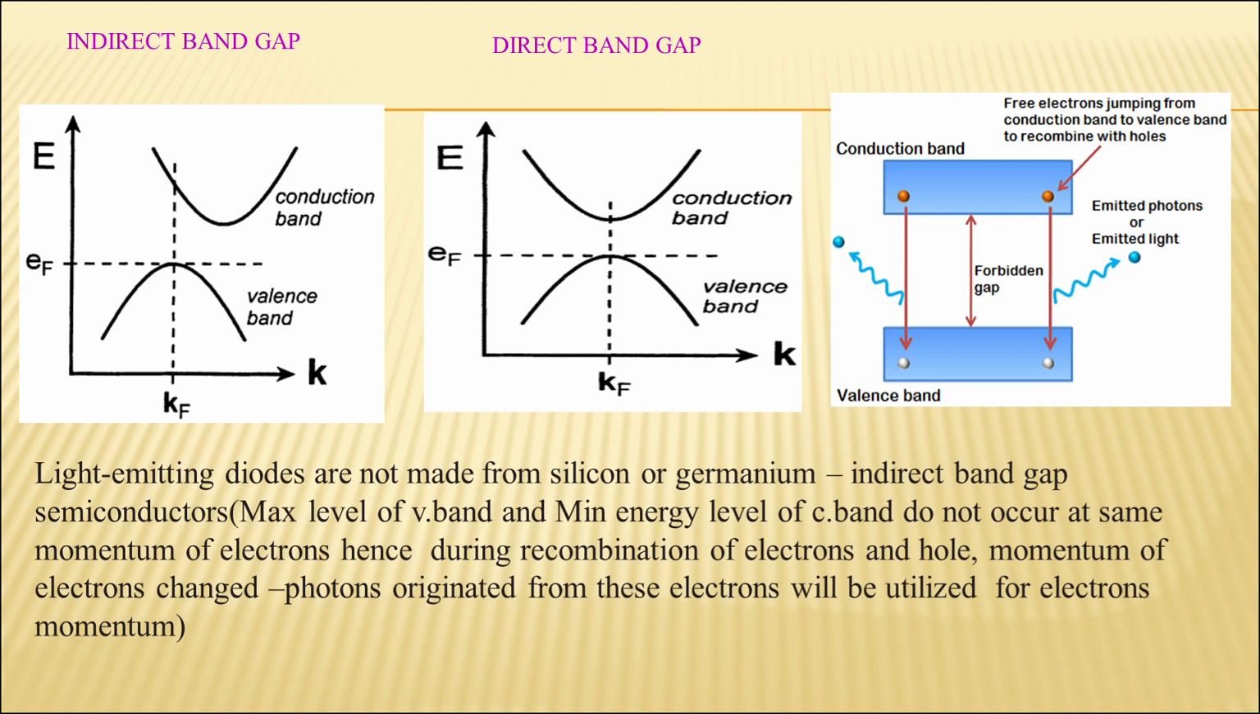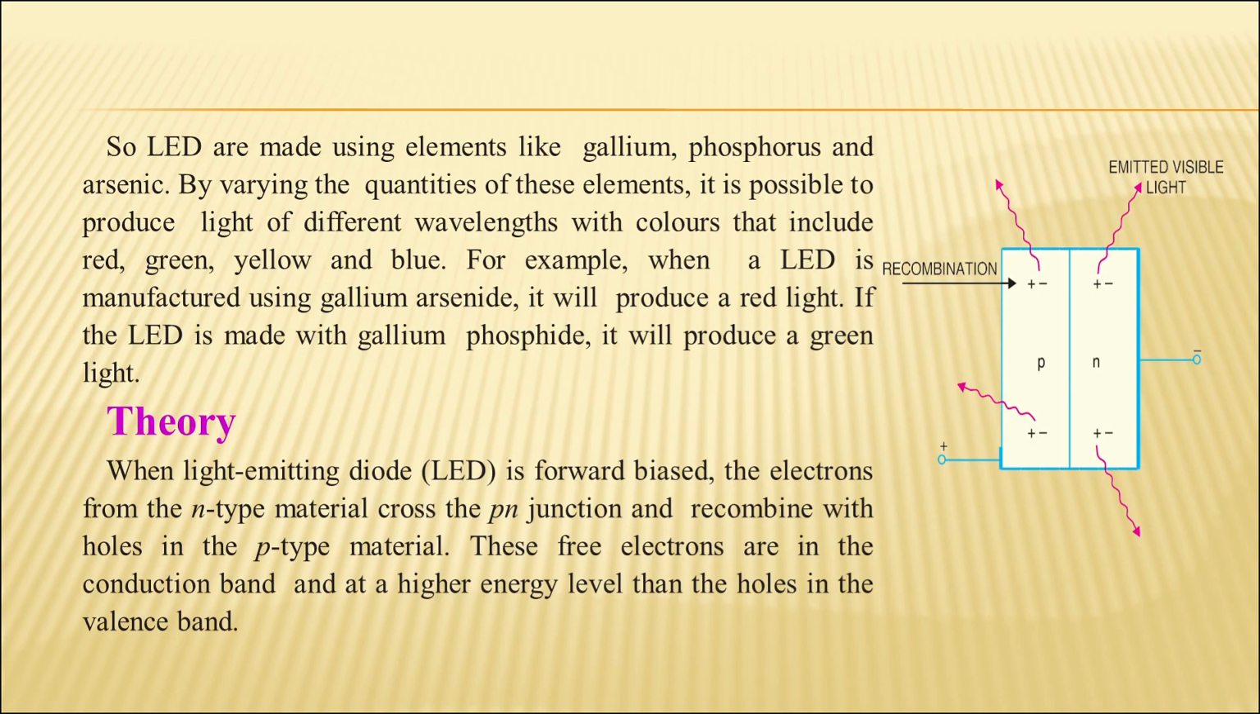LEDs are mostly made up of gallium, phosphorus and arsenic. Depending upon the quantities of the different materials, that is gallium arsenide or gallium phosphide, they can produce red light or green light.